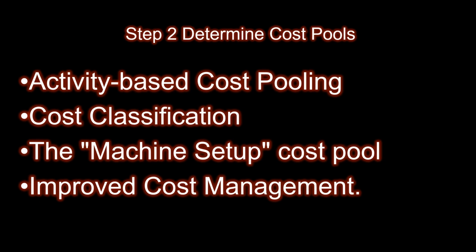Now let us see step 2, that is determining cost pools. Group the cost associated with each activity into cost pools. This may involve classifying cost as direct or indirect and assigning them to the relevant activities. The company groups cost into cost pools based on these activities. For example, the cost pool for machine setup includes expenses like setup labor, setup materials, and machine downtime during setup. Activity-based cost pooling means categorizing into distinct cost pools assigned with specific activities.